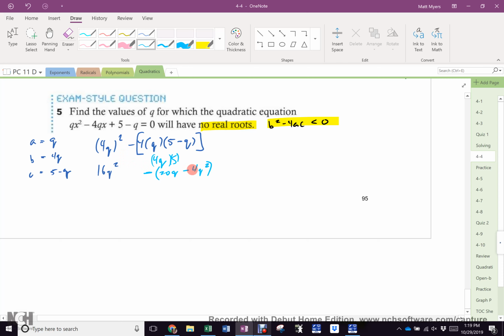What does a minus give us? 20Q squared minus 20Q, because there's no other regular Q's, right? And all that equals 0. Now, what are you going to do when you see that? You're going to factor it, obviously.